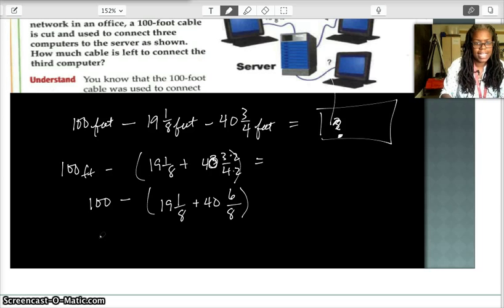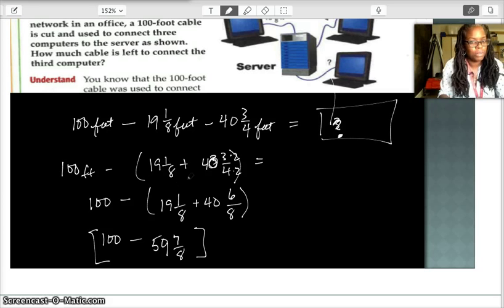When I join these guys together, I get 100 minus, 6/8 plus 1/8 is 7/8, and 19 plus 40 is 59, not 50. Let me make that a 9 so nobody complains. And so now I can deal with this. Does that make sense? You see what we did? I hope so. So now I'm going to take that 100, I'm going to subtract here.